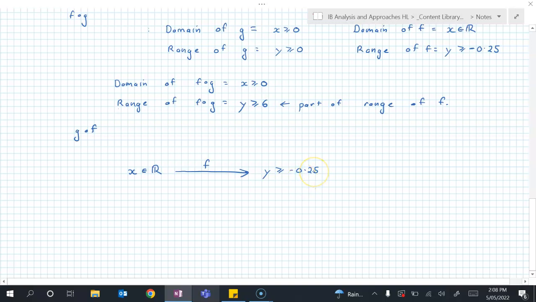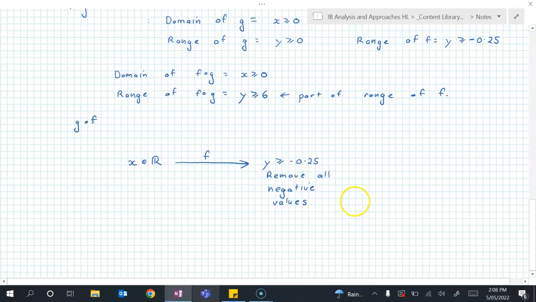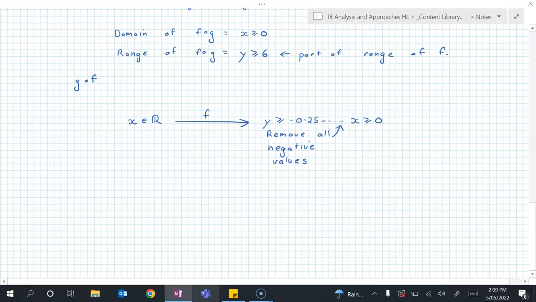You see, all the negatives that I put into g are going to be missing. So here we need to remove all negative values, because this y greater than or equal to minus 0.25 includes values that are not in the domain of g, and I can't have that. I've got to have x greater than or equal to 0 for g. So in here, I've got to remove all the negative values before I get to applying g.